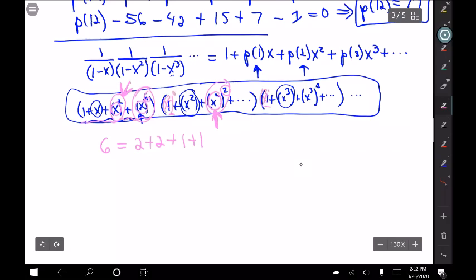And this means x cubed to the power 0. You guys see that? So as a result, if I were to pick this one, that's equivalent to picking 1 plus 1 plus 1 plus 1 plus 1 plus 1.